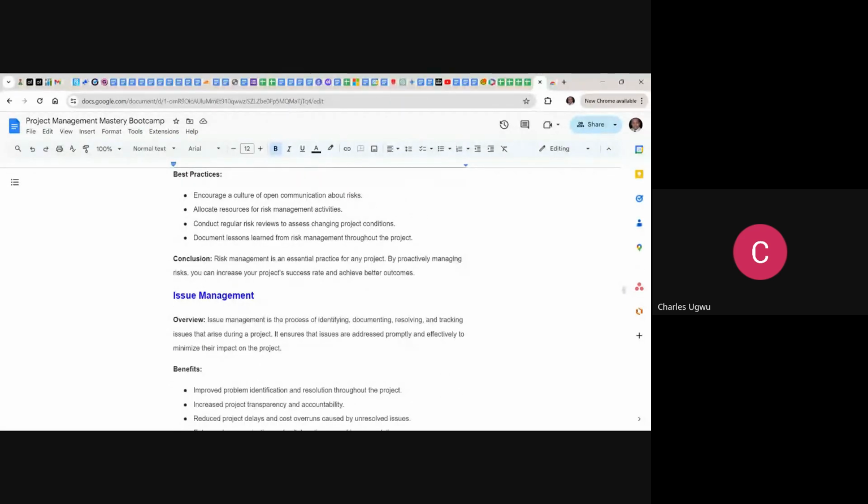So here, the conclusion about risk is that risk management is an essential practice for any project. By proactively managing risk, you can increase your project's success rates and achieve better outcomes. So we are not going to look at the examples of risk or document. We are going to use one document both for risk and issue, which is the RAID log. So we're going to look at an example of an approach to manage risk, which is the RAID log. But let's look at issue and then summarize it by looking at the approach.